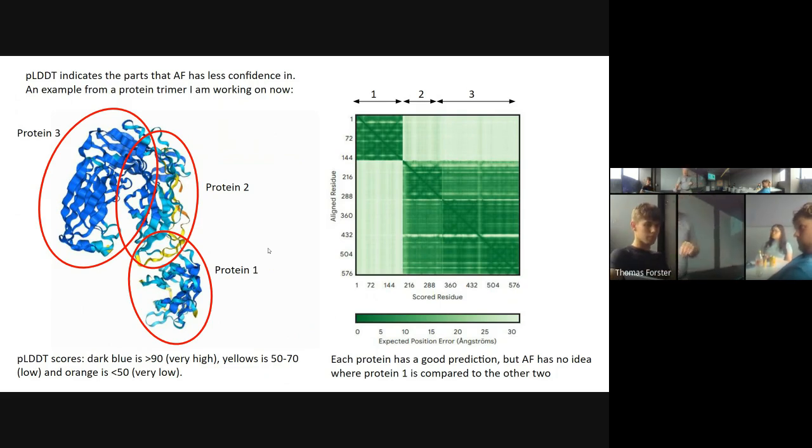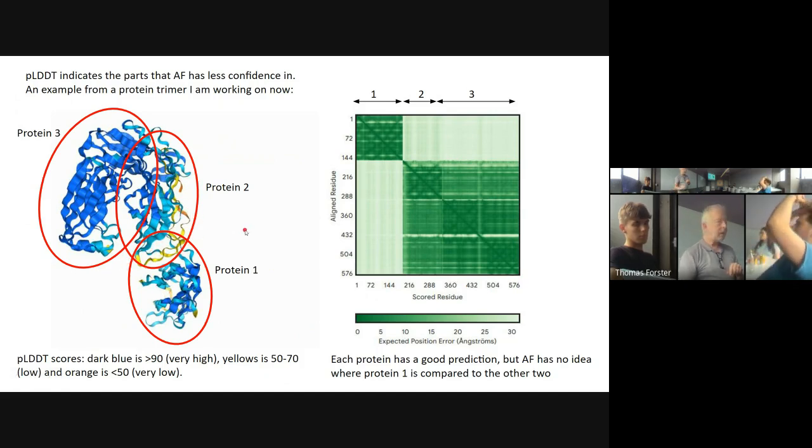And you can actually see here, so most of this protein is blue, so it's pretty confident. Most of this protein is blue. Most of this protein is blue, so it's actually fairly confident about the structures of the 3 monomers. But actually, if you look here, there's a whole bunch of stuff which is yellow and orange in the interface between protein 1 and protein 2. So it's saying, I know what protein 1 looks like, I know what protein 2 looks like, I know what protein 3 looks like, but I really don't know much at all about what the interface between protein 1 and protein 2 looks like.